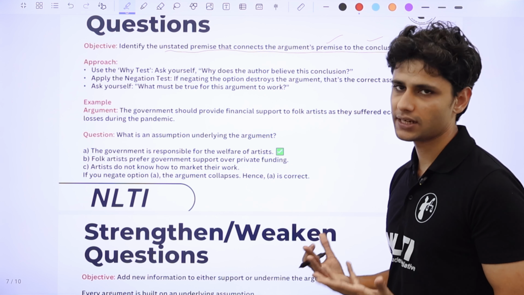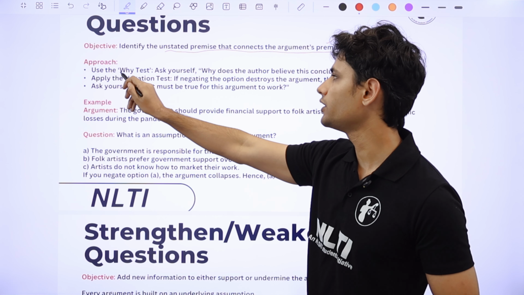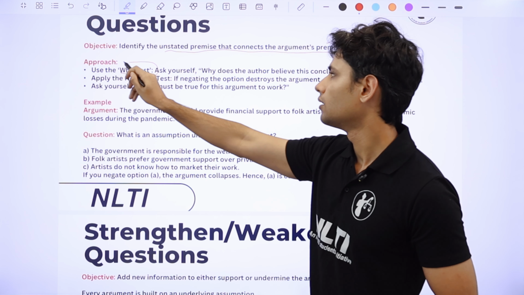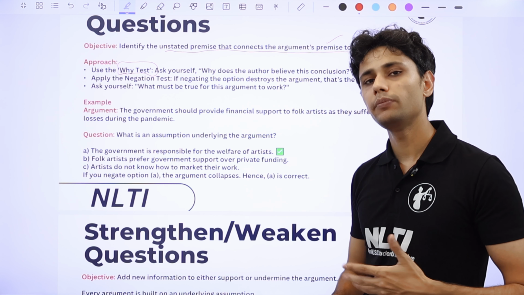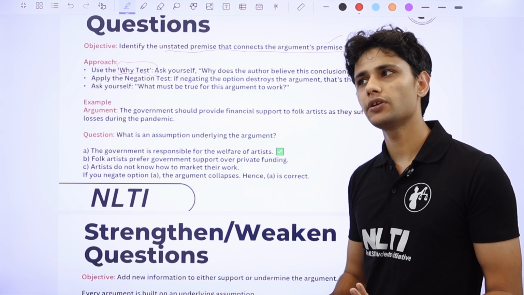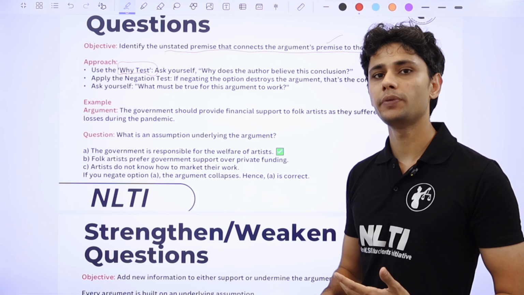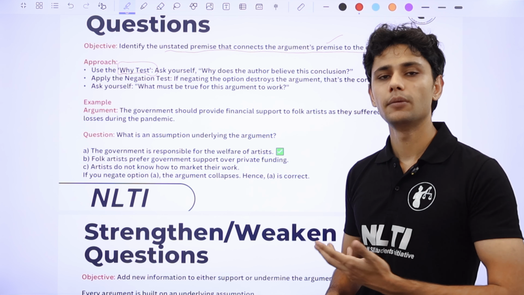How to know what is an assumption? That's where you use the why test. If I were to ask why is India the greatest country in the world, then maybe one of the reasons I would say is that if you have more number of people, then you have more people to work in industries and perhaps in your economy.